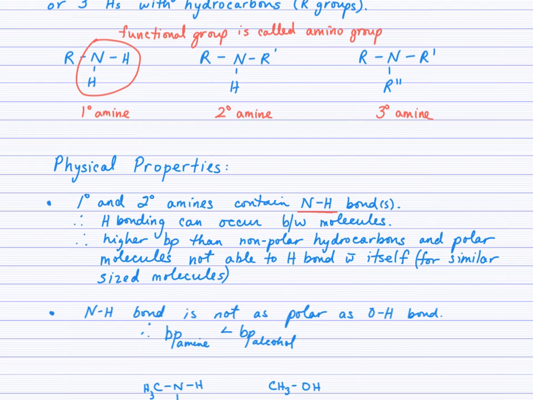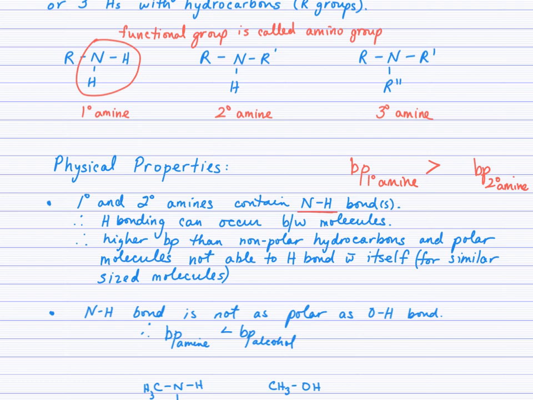So what would you predict then for the boiling point of primary compared to secondary amines? Both are capable of hydrogen bonding. Would you expect the boiling point of a primary amine to be greater than or less than the boiling point of a secondary amine? Hopefully you're thinking greater than, because there's a double opportunity for hydrogen bonding with the NH2 functional group.